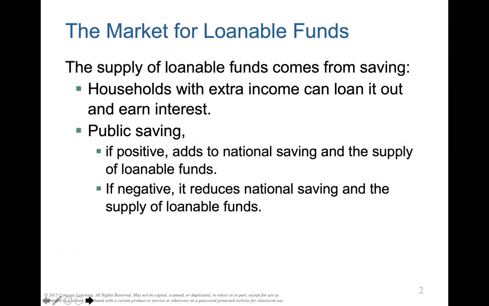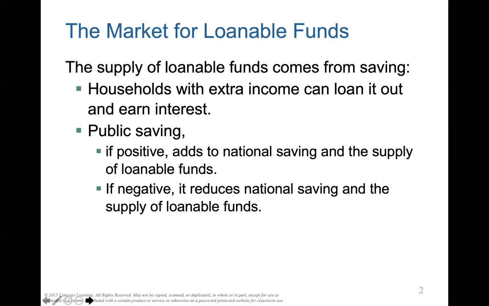So, the supply of loanable funds, the funds available to loan, comes from the savings of everyone who's saving. So, if a household has extra income, they can loan it out and earn interest. In other words, when we put it into a savings account, we're literally giving the bank a loan of our money. The bank is giving us an interest rate. And then the bank, because remember they're the intermediary, can in turn do what? They can loan it out to other people.